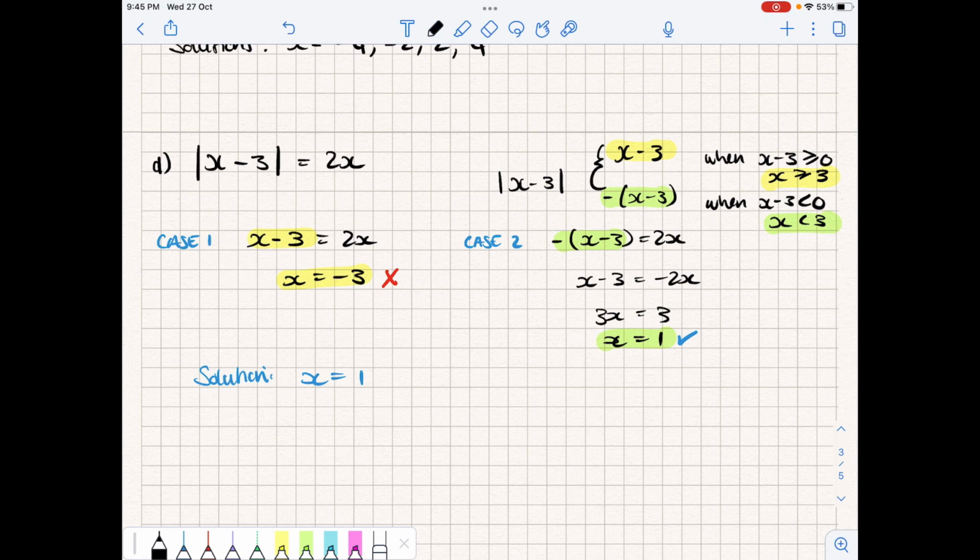Now when we do graphs of modulus functions next, we'll have a visual understanding of why this happened, why we only got one valid solution. But for now, we can use our restrictions to help us identify if solutions are valid or not.